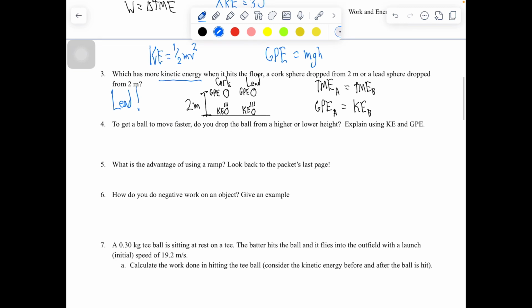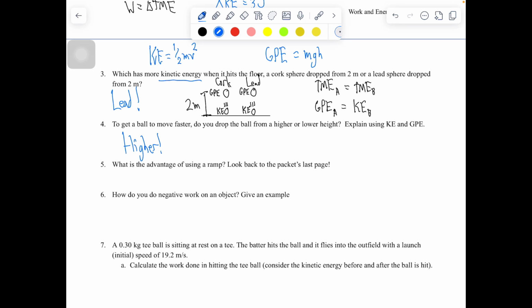Number 4, to get the ball to move faster, do you drop the ball from a higher or lower height? Well, you're going to drop it from a higher height. Sometimes we get tripped up on ourselves in physics, because if we asked you this question before you even set foot in a physics classroom, all of you would say, oh, to get the ball to go faster, drop it from a higher height. You can always take a step back, especially during multiple choice. Think through the situations. What do you expect? What do you know to happen? And then double check with your physics.